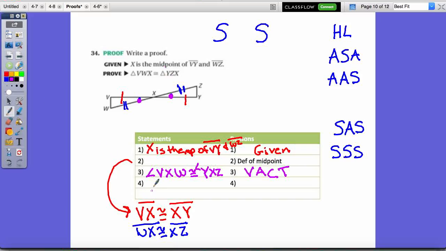It is vertical angles congruence theorem. And then I can write my final step, which is triangle VWX is congruent. Sorry, I said VWX. I should have said triangle VWX is congruent to triangle YZX, and that's side, angle, side.